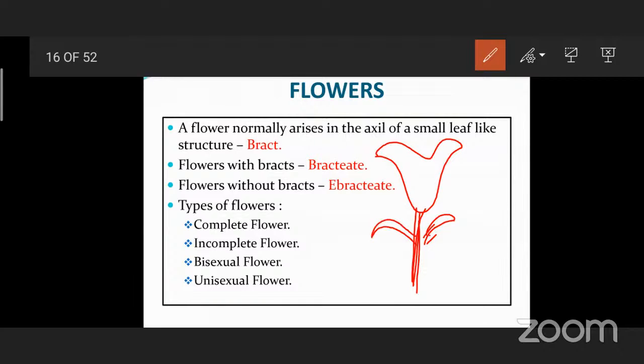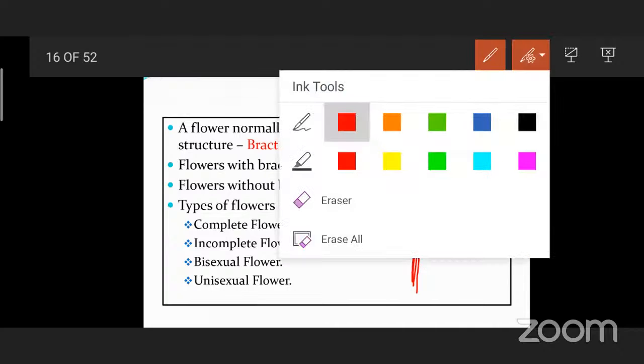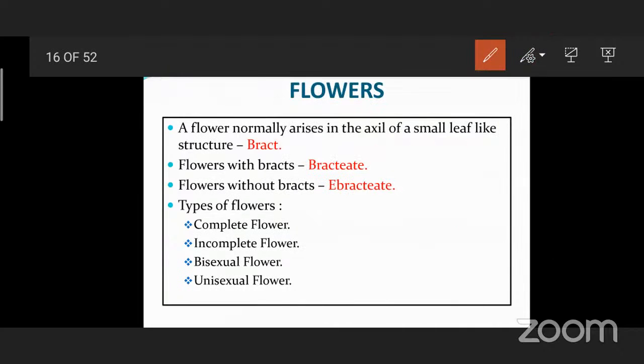Flowers with bracts are called bracteates. Flowers without bracts are called ebracteates. Types of flowers: complete flower, incomplete flower, bisexual flower, unisexual flower. Complete flower means the four whorls are present in a flower. These four whorls are calyx, corolla, androecium, gynoecium.